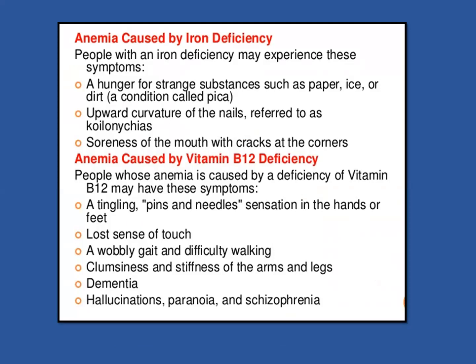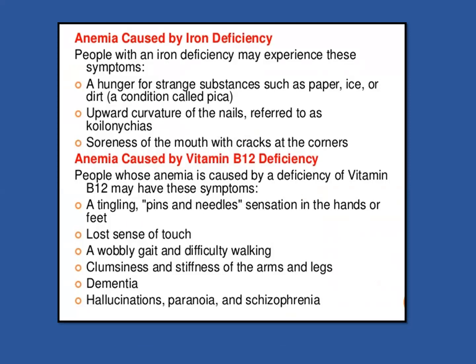So for example, anemia caused by iron deficiency. Again, you'll either have a history of blood loss, or a history of lack of meat, lack of iron. You'll see pica, eating dirt, a hunger for strange substances, and you'll be seeing koilonychia. There'll be soreness and cracks.